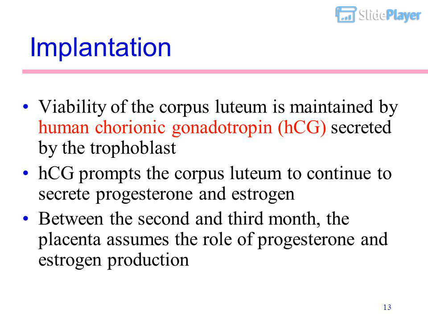Implantation. Viability of the corpus luteum is maintained by human chorionic gonadotropin, HCG, secreted by the trophoblast. HCG prompts the corpus luteum to continue to secrete progesterone and estrogen. Between the 2nd and 3rd month, the placenta assumes the role of progesterone and estrogen production.